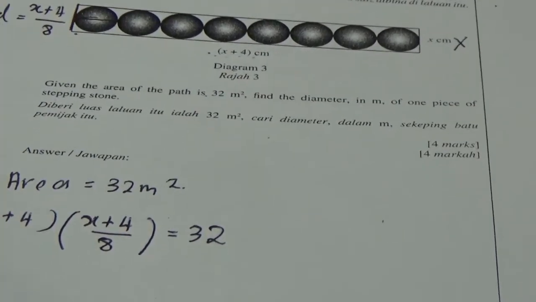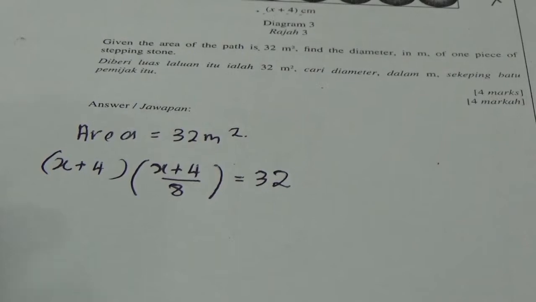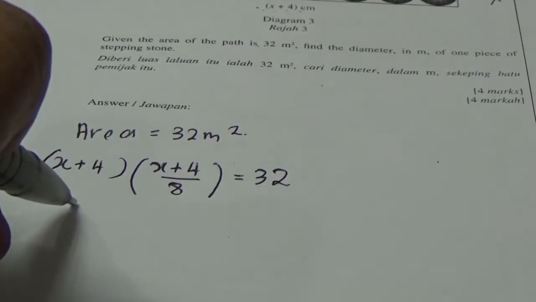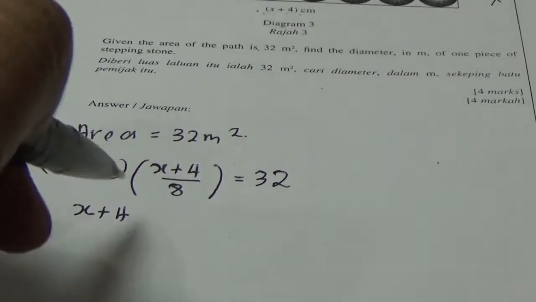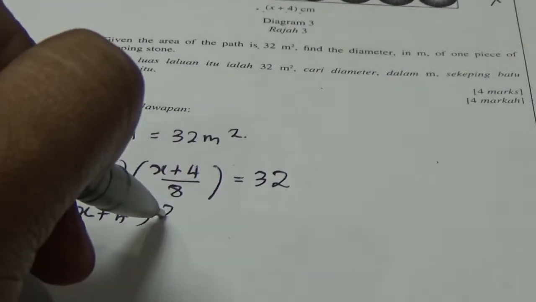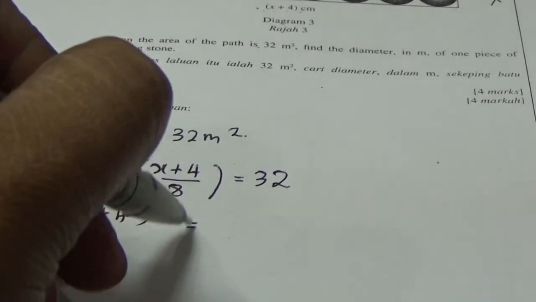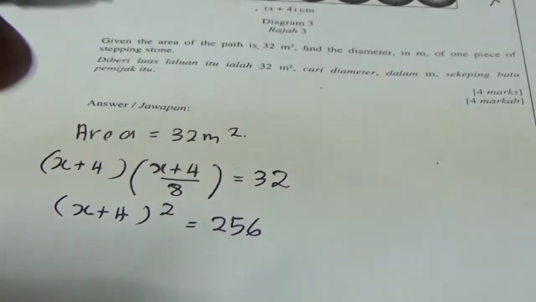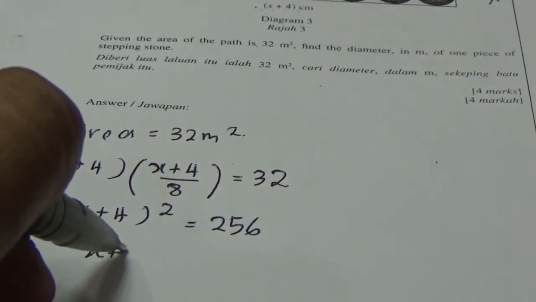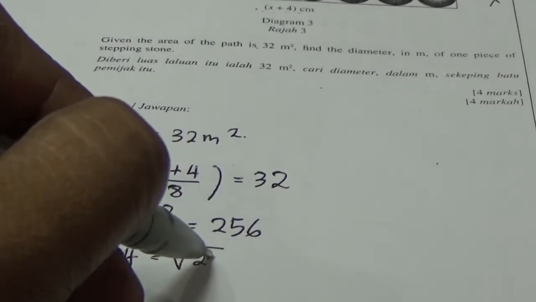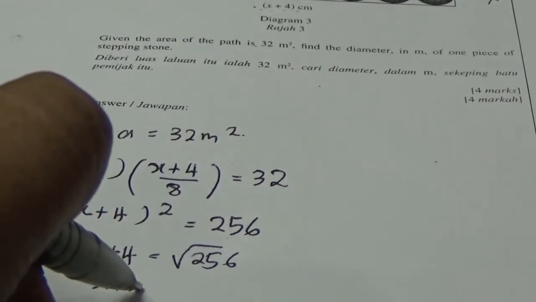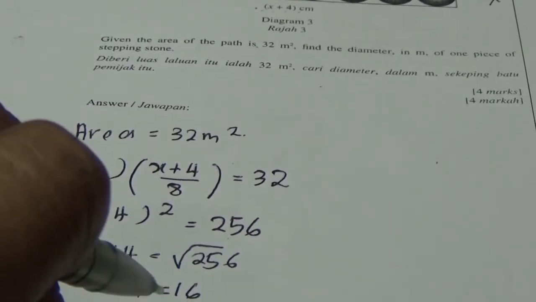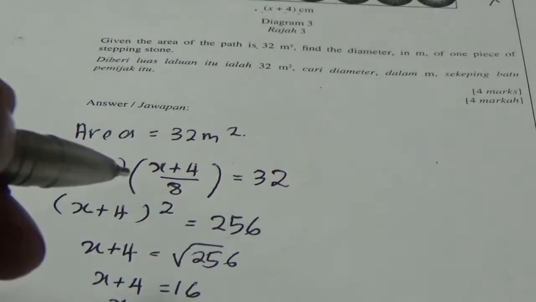So this is an algebraic equation where you can find the solution by multiplying the algebraic equation. So we can say that x plus 4 square, bring the 8 across, that will give you 8 times 32 would be 256. So x plus 4 square root 256 would give you 16. So that means x is 12 meters.